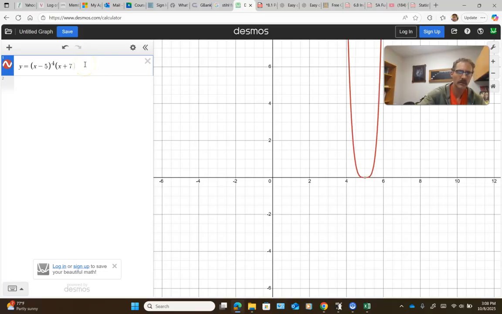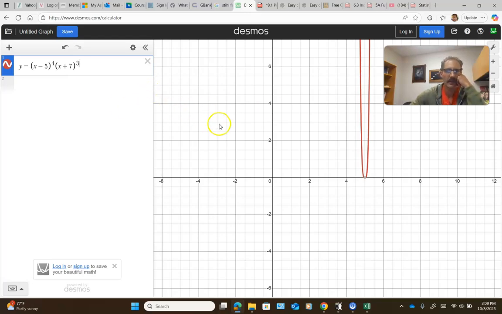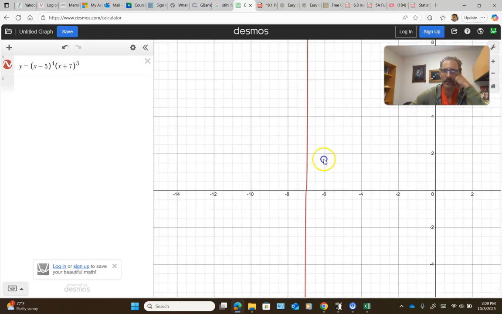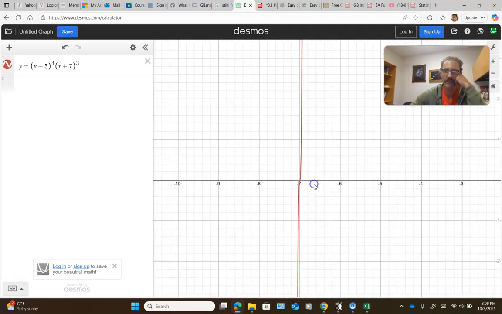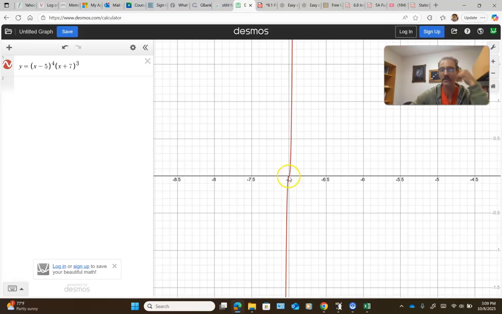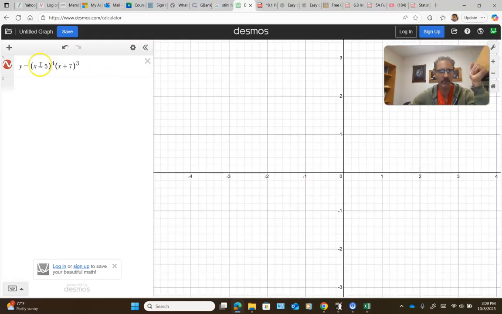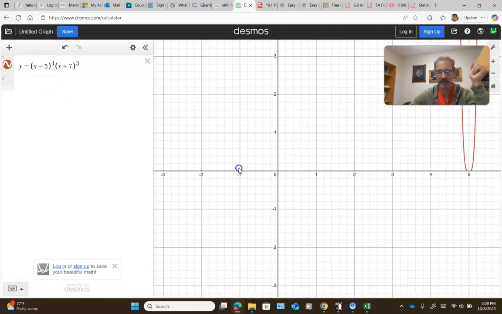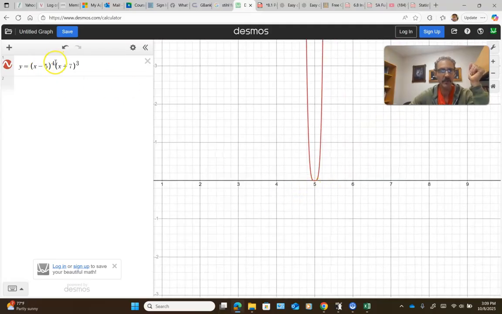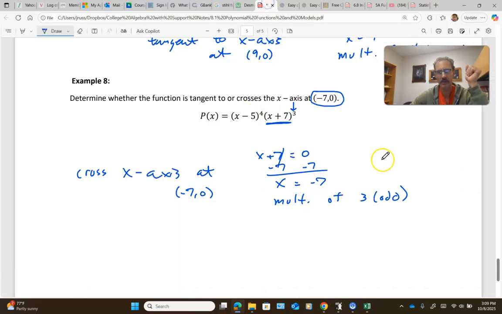Oops, I need to make that an exponent. 3rd, there we go. So where's negative 7? It's over here, and look, the polynomial is in fact crossing at negative 7 because the 0, negative 7 has odd multiplicity. Now let's look at the other 0, which would be positive 5 because it comes from this factor. Its multiplicity is 4, which is even, and we see that the graph is tangent to the x-axis at that point. Okay, so hopefully this is starting to make sense.